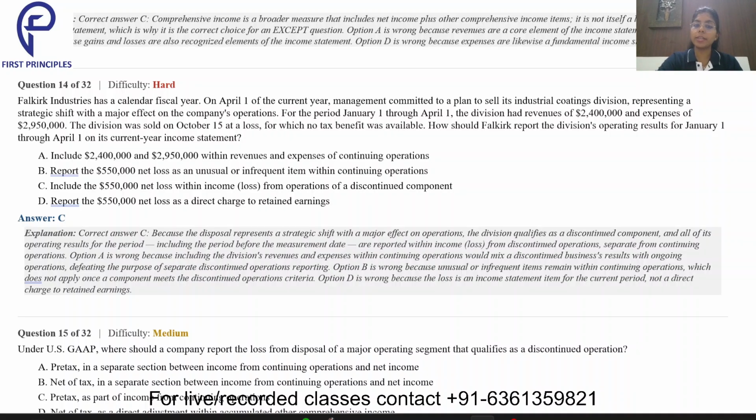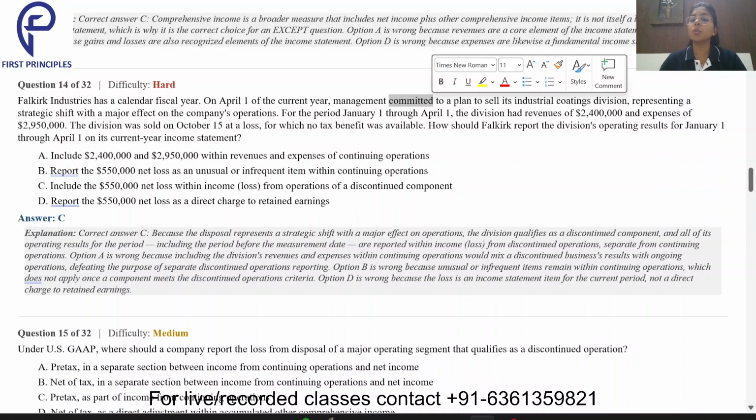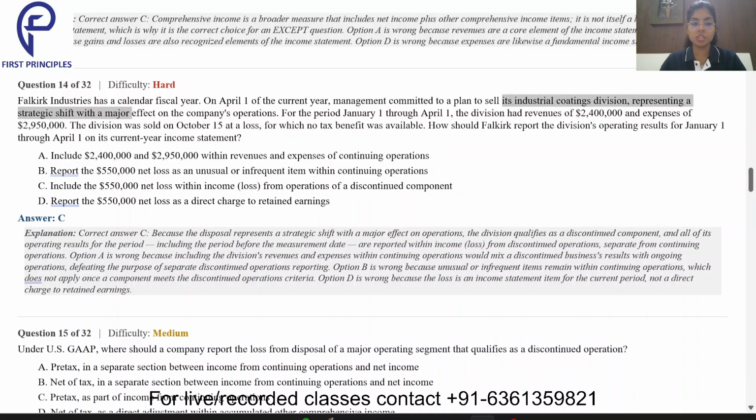On April 1 of the current year, management committed to a plan to sell its industrial coating division, representing a strategic shift with a major effect on the company's operations. That means they're planning to discontinue one of the units. That's what it explains, because it clearly says management committed. That means they have the intent and the ability and they're reasonably sure to execute it.